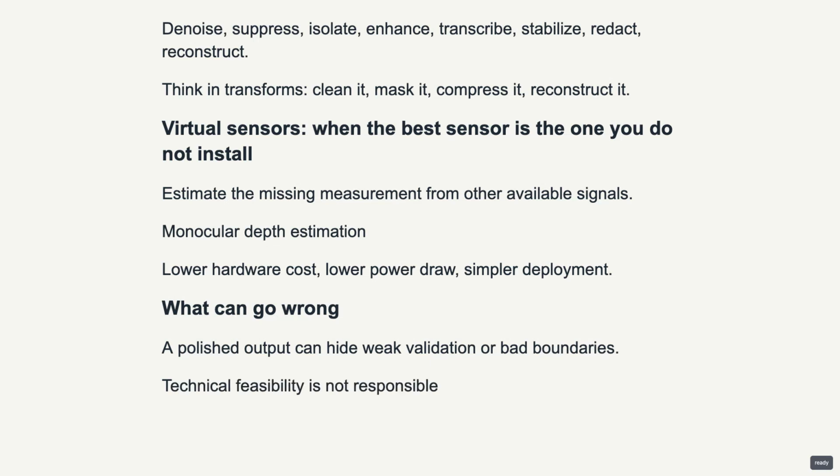The deeper point is that being able to transform a signal does not make the deployment ethical or safe. The same technique can support privacy, but it can also hide surveillance or overstate measurement quality if nobody sets clear limits.